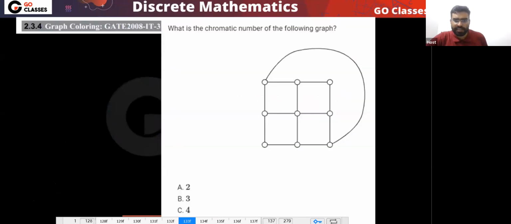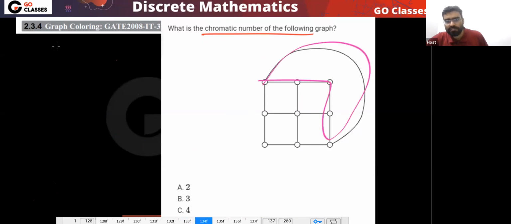This is another question, a GATE exam question. So what is the answer for this? What is the chromatic number of the following graph? For this graph, in this graph, do we have an odd cycle? Yes, there is an odd cycle. See, this is the odd cycle.